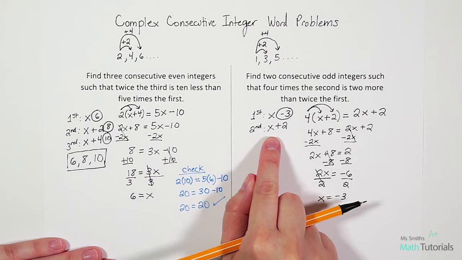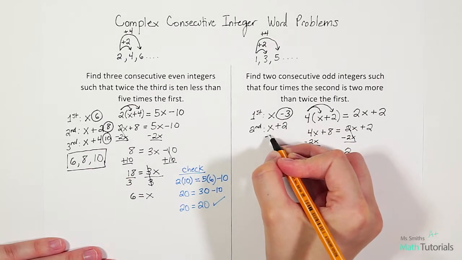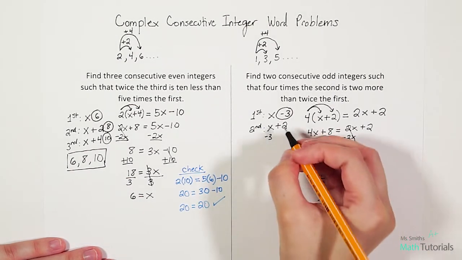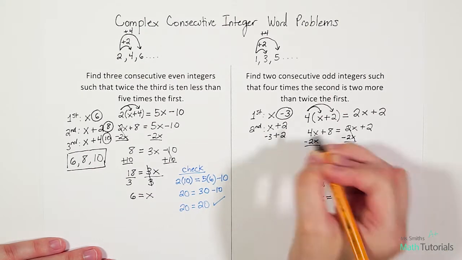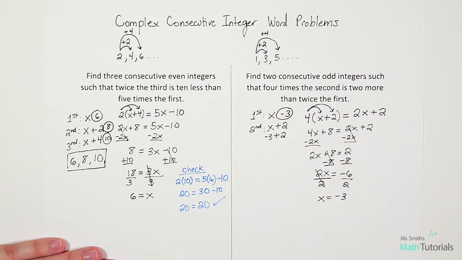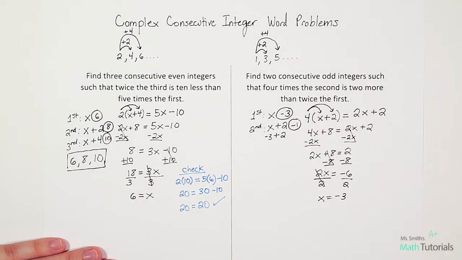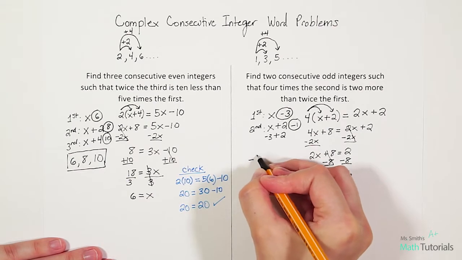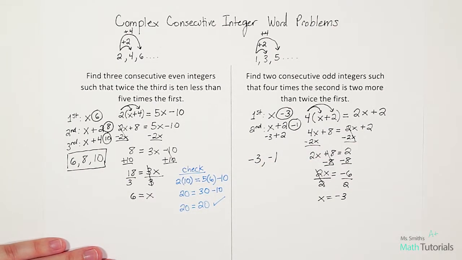Now what about the second number? So for the second number, we would want to insert our negative 3 in for x. I'm going to write it out this time. So x is negative 3 plus 2. And what's negative 3 plus 2? Well, it's a negative 1. So what we're saying is our first number is negative 3, and our second number is a negative 1.